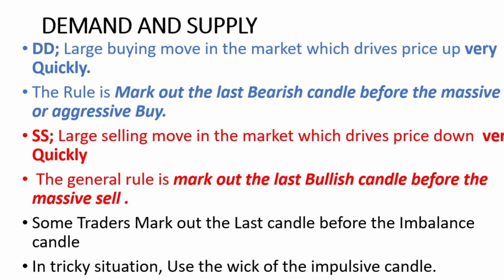Some also use the wicks of the candle itself. So the big candle or the impulsive candle that is formed, they mark out the wicks of the impulsive candles, and that's in the tricky situations. Others also mark the last candle before the imbalance candle, or the gap candle, or the fair value gap candle. If you don't understand fair value gaps, check the next video. That will be our fair value gap video, and you get the understanding of it much better. But I'll explain it a bit in this video.